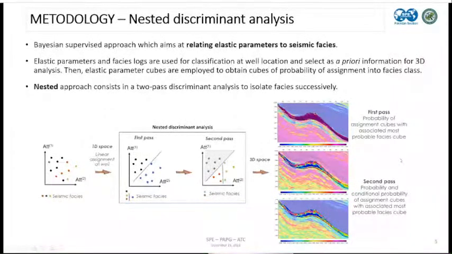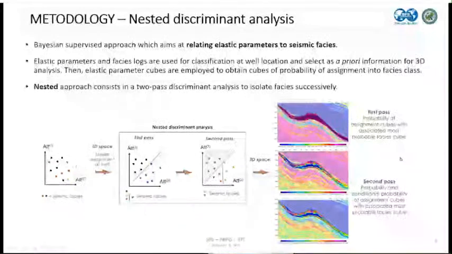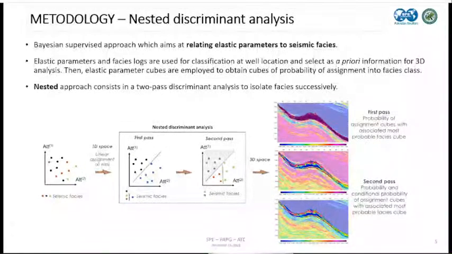And so at the end, we will obtain in 3D, as a result of the first pass discriminant analysis, the probability of assignment into shale and carbonate facies and the associated most probable facies cube. And as a result of the second pass discriminant analysis, we will obtain probability and conditional probability of assignment cubes and the associated most probable facies cube.